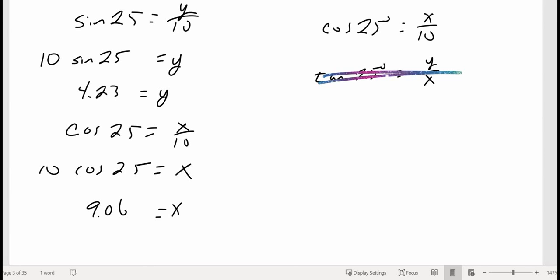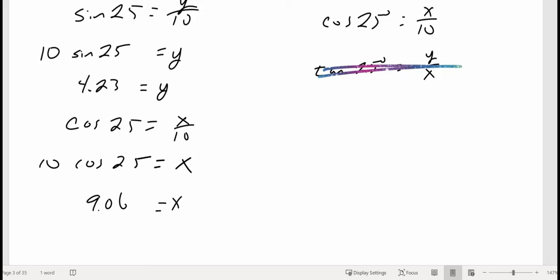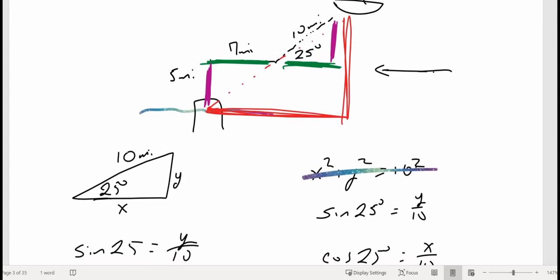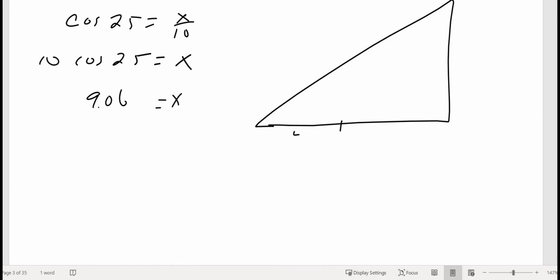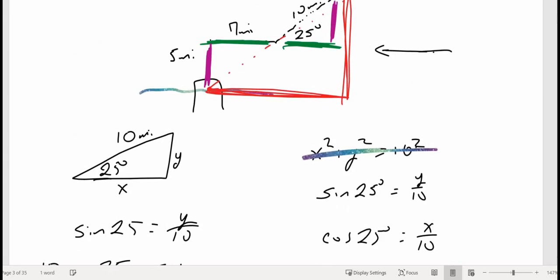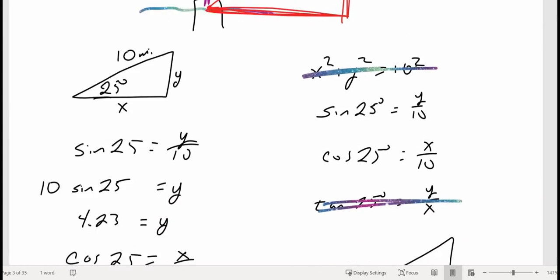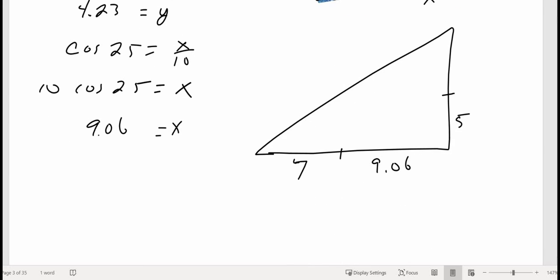Now, here's what we have so far. I'm going to redraw just the triangle down here. Okay? We had that big triangle. It was in red. And we had one piece that was 7 miles. And then this piece is 9.06, because that was my x, right? And then we had, was it 5 miles? Yeah, he went 5 miles up. And then the other purple line was the other y, which was 4.23.